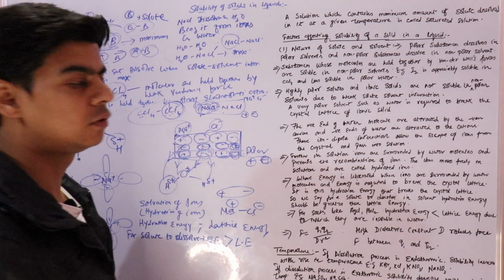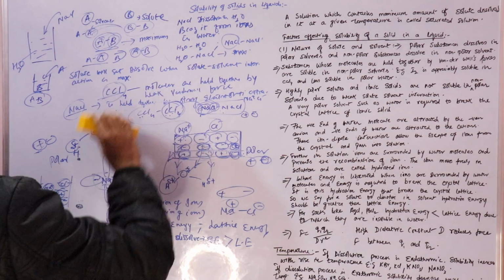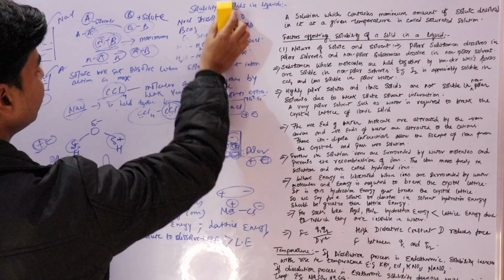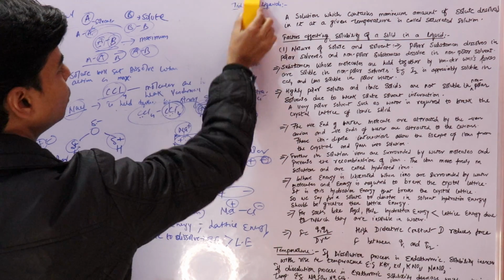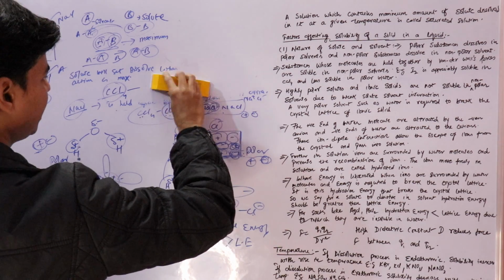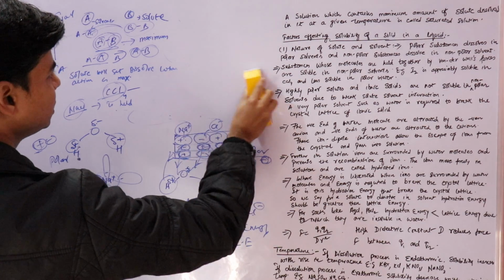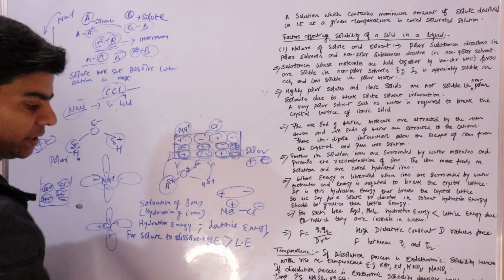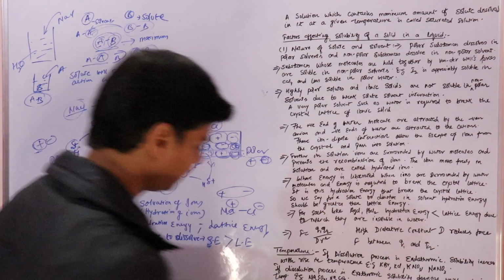Now let's look at the same from another aspect. You might be aware of Coulomb's law, right? We have already done Coulomb's law in physics. Coulomb's law is between oppositely charged ions, and here we have oppositely charged ions, sodium ion and chloride ion, right?